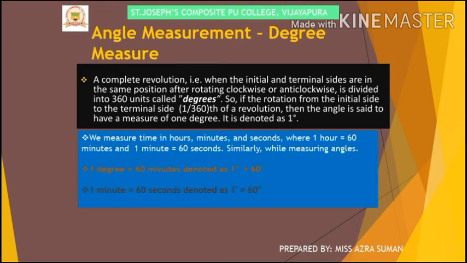We measure time in hours, minutes and seconds, where 1 hour is equal to 60 minutes and 1 minute is equal to 60 seconds. Similarly, while measuring angles, 1 degree is equal to 60 minutes, denoted by this symbol. 1 minute is equal to 60 seconds, denoted by this symbol. Here are some additional examples of angles with their measurements.